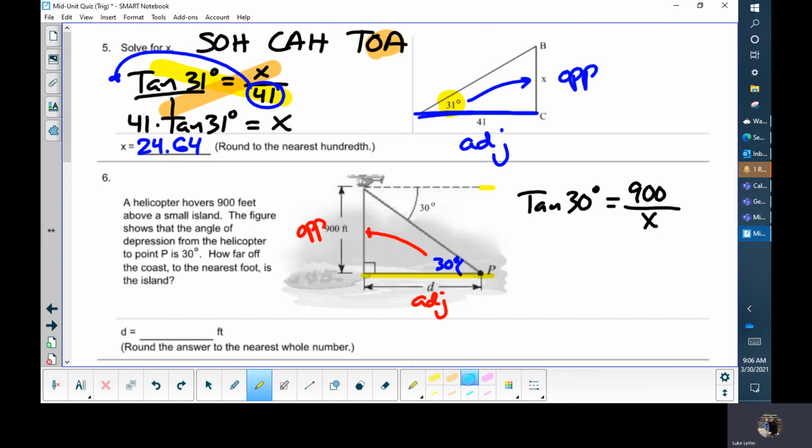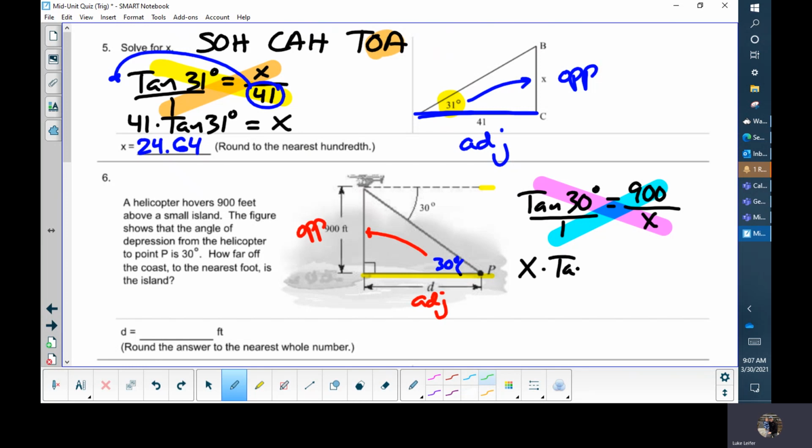This one's on bottom, so this is going to require one extra step. Again, tangent of 30 is a number. Turn it into a fraction. Cross multiply: this times this equals that times that. I don't care if you do the purple or the blue first. I'm going to do the purple.